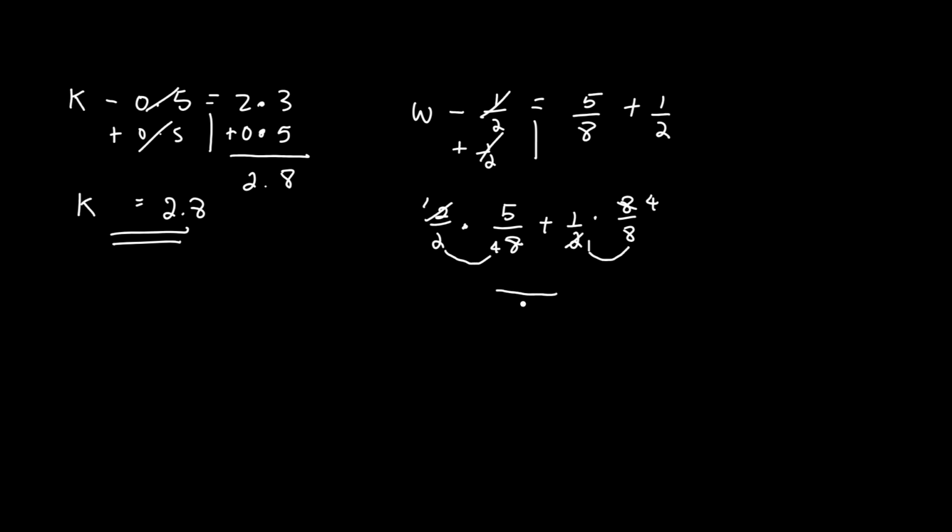So our denominator will be 8. Now 1 times 5 is 5, and 1 times 4 is 4. That will be 9 over 8. So that's our answer. w equals 9/8. And if you substitute w with 9/8 and you solve this left side, you should get 5/8. Right here are two problems that are not very common, but you will always see them on quizzes and tests.